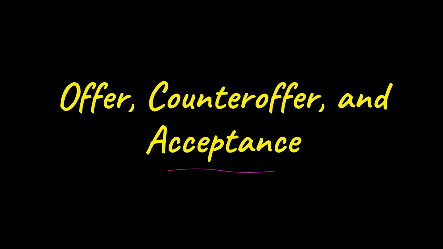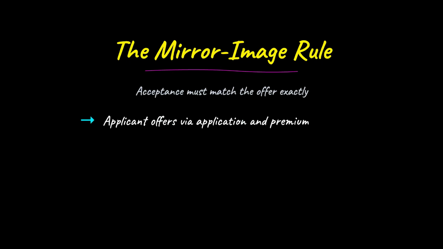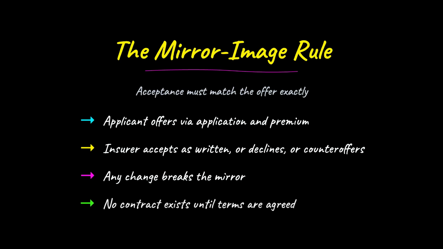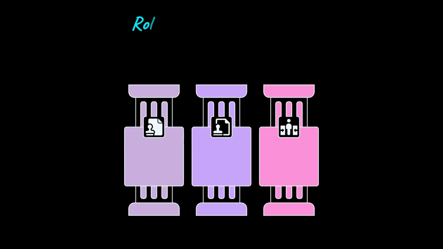Applying for insurance isn't the same as being accepted for it. When an insurer responds to an application by changing the premium or adding an exclusion, it hasn't accepted the deal. It has made a counteroffer, a new proposal that rejects the original terms. Insurance contracts form through offer and acceptance, and acceptance must mirror the offer exactly. The applicant usually offers by submitting the application and premium. The insurer can accept, decline, or counteroffer. The instant the insurer changes the premium or adds an exclusion, the mirror is broken and no contract exists yet.